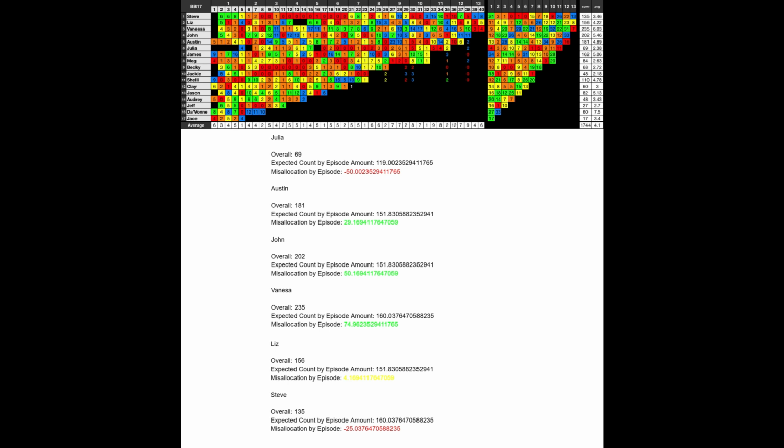Steve got 135 diary rooms, and his expected count by episode amount is 160.03, causing a negative 25.03 misallocation by episode. They gave him a lot more diary rooms in the last third of the season, but this misallocation was a lot larger in the beginning of the season because he really just didn't have much, and they clearly gave him content because they needed to.